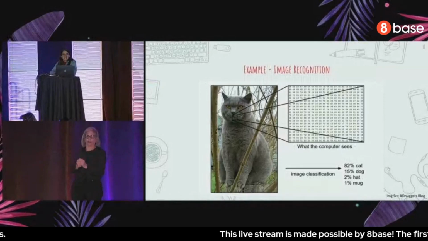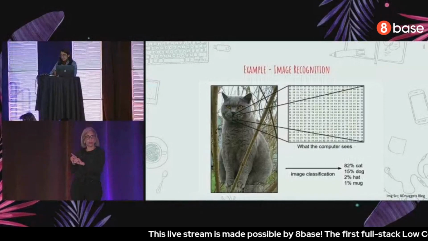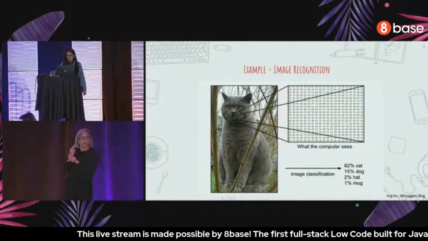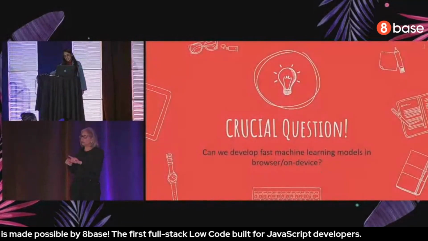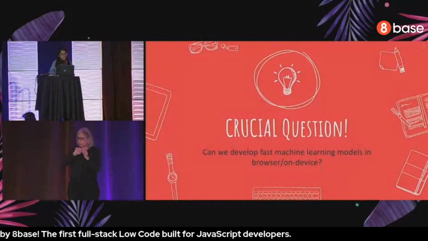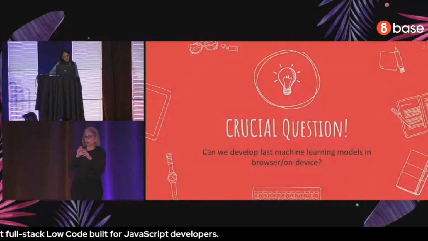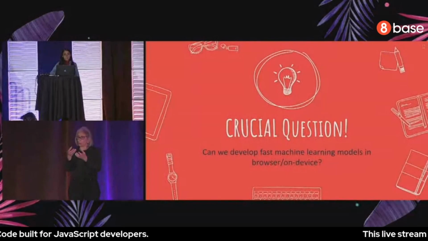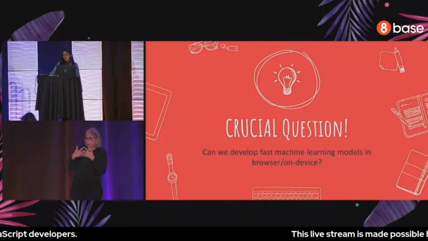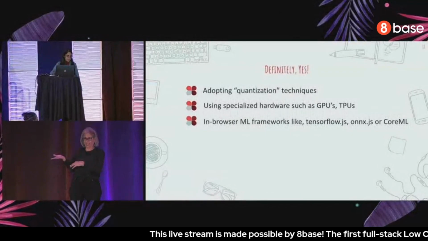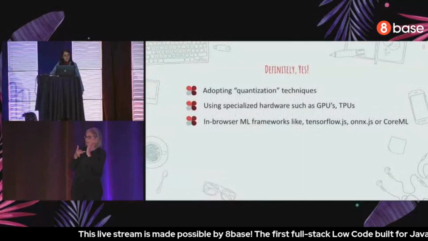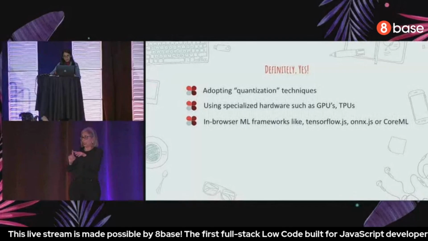Let's understand and also implement this image recognition using existing libraries in JavaScript. But before that, let's cover the principles behind it. The very important and crucial question I want to solve next is, can we really develop machine learning models in the browser or on device? Well, the answer is definitely yes. There are a bunch of techniques that we can adopt to deploy or build the models.